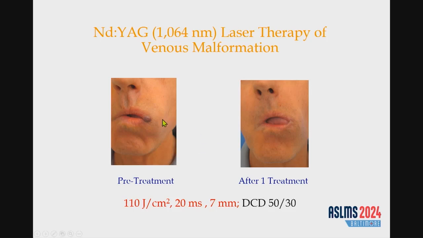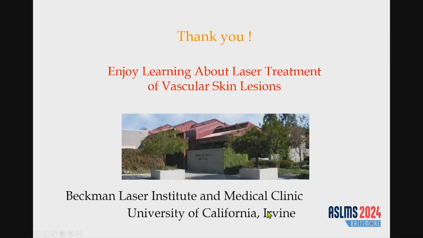This is an example of a patient who's got a venous malformation. Again, this is a single treatment where you take the energy density, increase it up to 110 joules per centimeter squared, increase the cooling, and you can see that in a single treatment, you can flatten and smooth out those venous malformations.